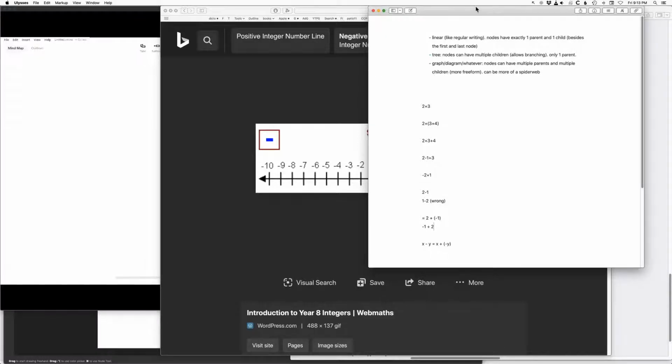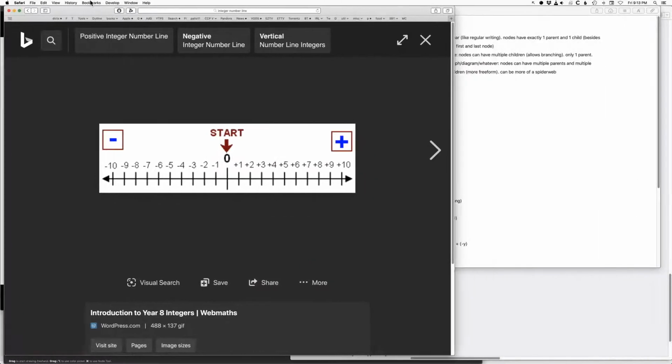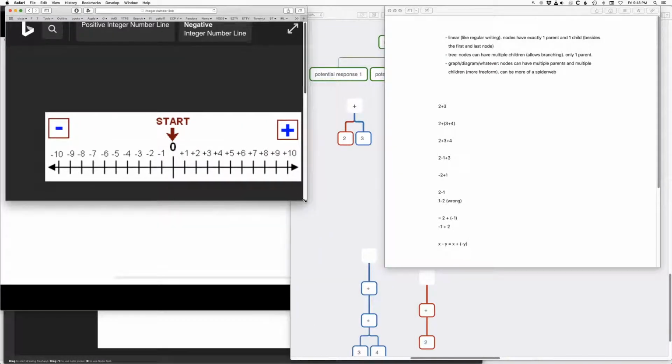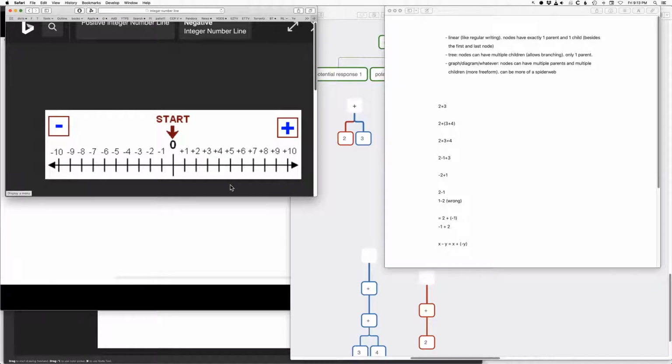Okay. So I can show you that on the number line. One of them is we're starting at 2, and we're going left 1 point. The other one is we start at negative 1, and we go right 2 points. And both of them end up with the same answer.